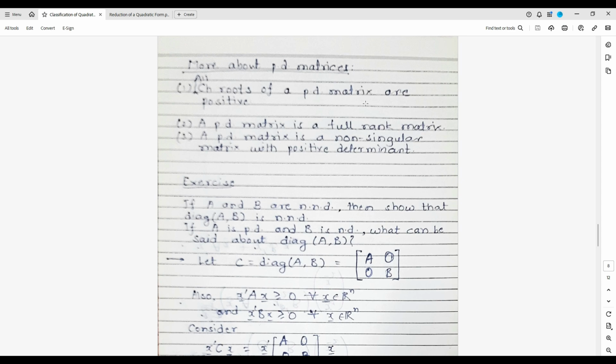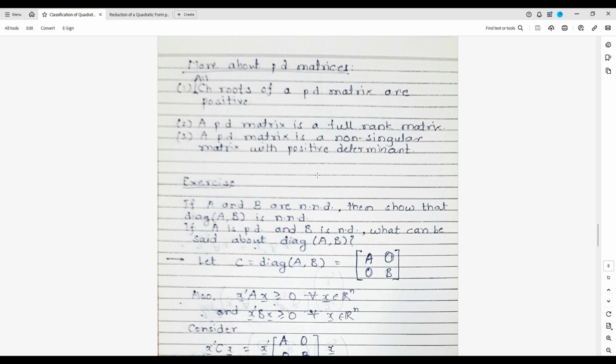These are the specialities of positive definite matrices: all characteristic roots, meaning eigenvalues, of a positive definite matrix are positive. Then a positive definite matrix is always a full rank matrix. In other words, if a matrix is not a full rank matrix, then it cannot be positive definite. Then a positive definite matrix is a non-singular matrix with positive determinant. So all these three things are important features of positive definite matrices.